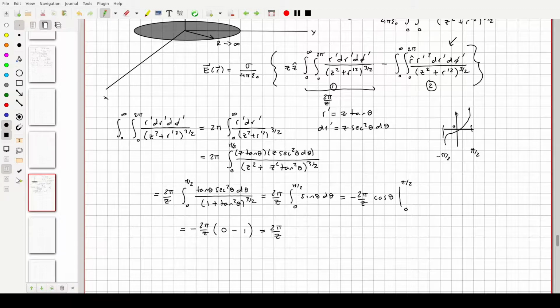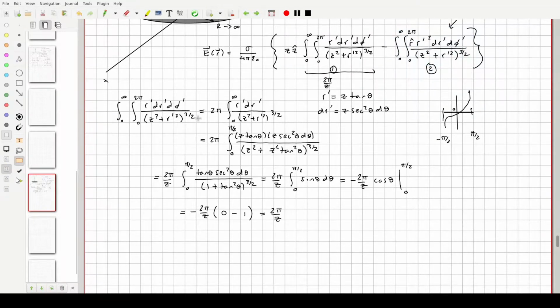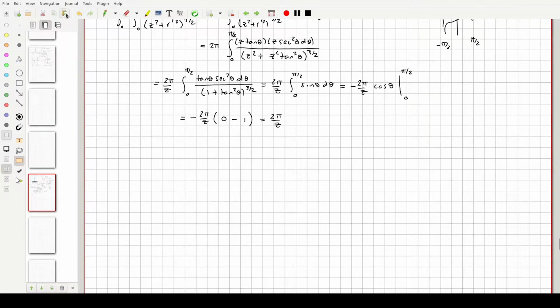Now what about this one? Okay, so let me just, for the sake of saving a little bit of writing here, let me copy that. I'm going to paste it right here.